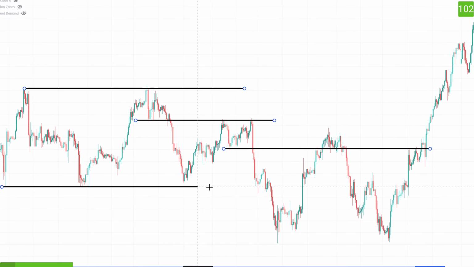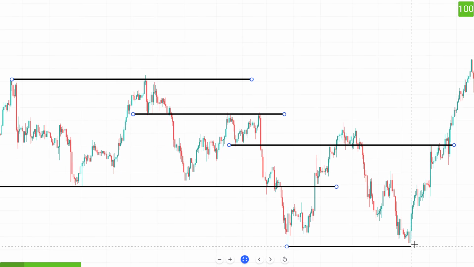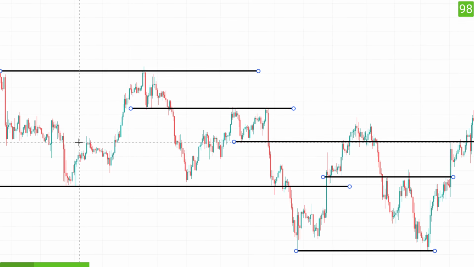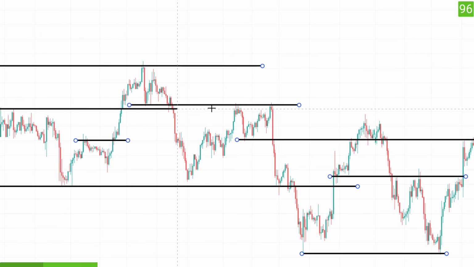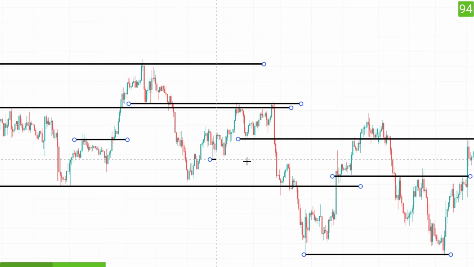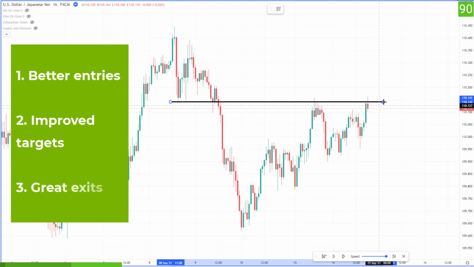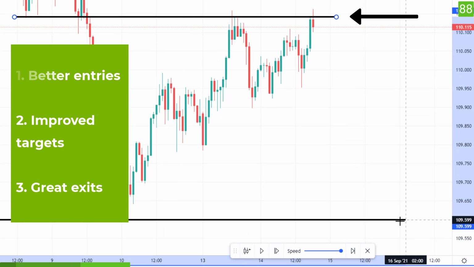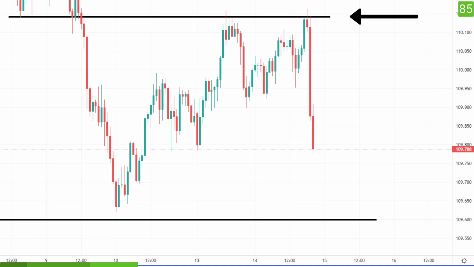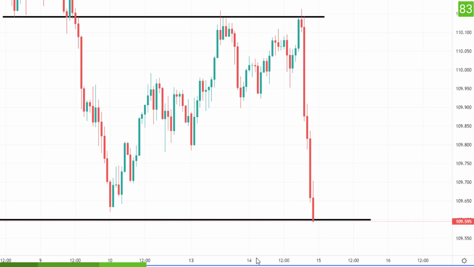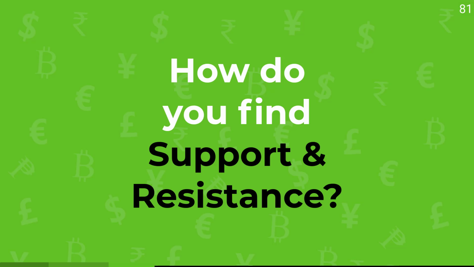That's why it's so important for traders to know about such levels, because it can help us make better trading decisions around those levels and improve our trading quality. Support and resistance zones can help us find better trade entries, improve our trade exits to maximize profits, and also help us protect our trades for a higher win rate. First step, how do you find support and resistance levels on your charts?